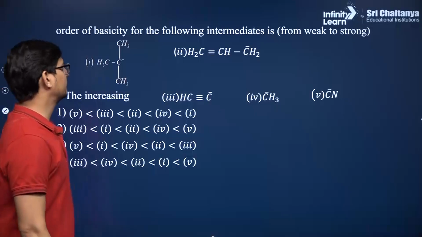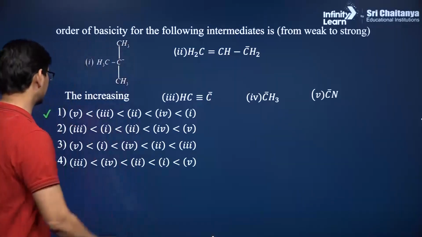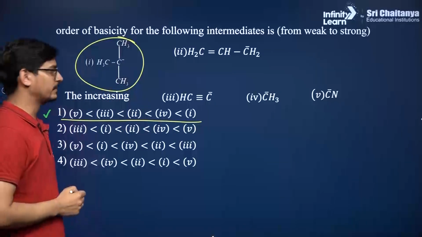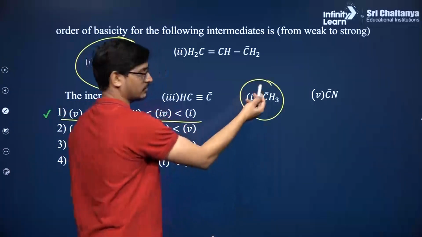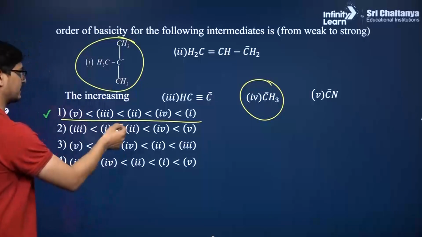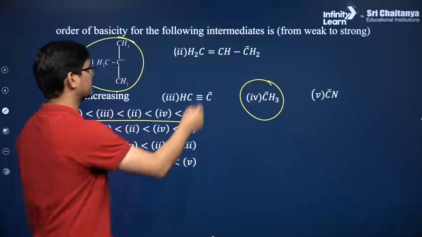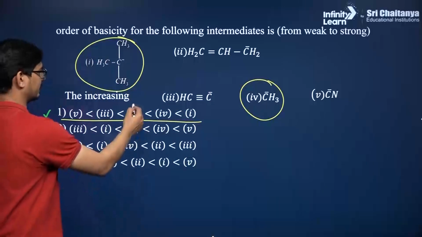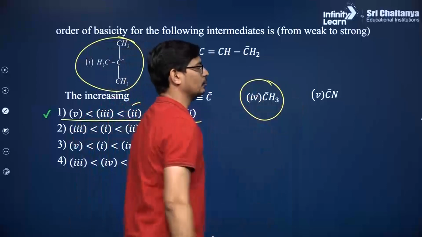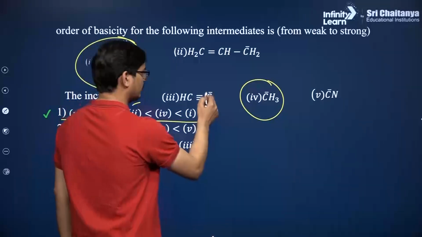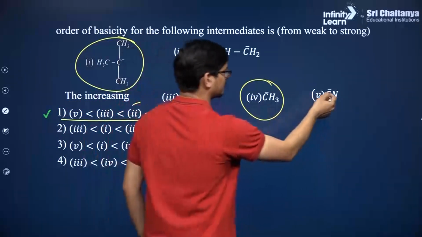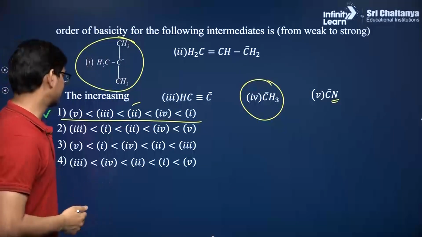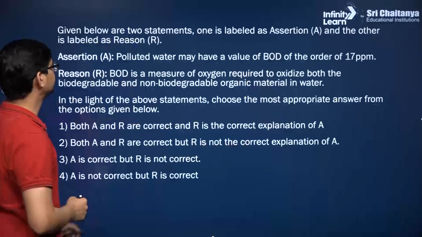Order of basicity for the following intermediates, guys. Here the correct answer is option 1, because this is an alkyl carbanion, most basic, then followed by this, because this is also an alkyl carbanion. So first and then fourth. Now here this is resonance stabilized, right? So it should be less basic. So that is the second. Now out of third and fifth, both are sp hybridized, right? This is electronegative, but the point is that this carbon is bonded to nitrogen, which is slightly more electronegative than carbon, so that is less basic. So this is the correct answer, right?